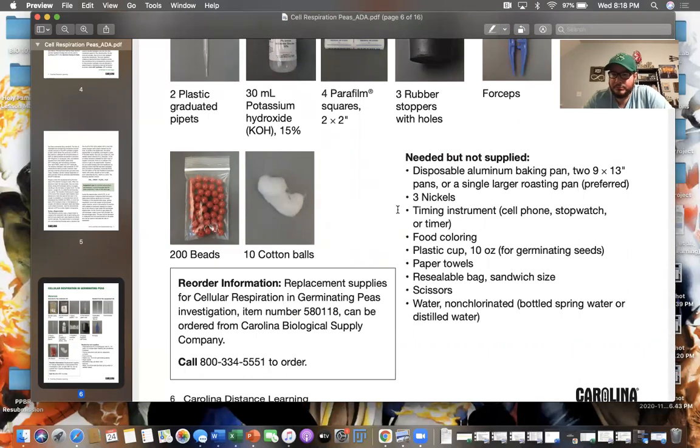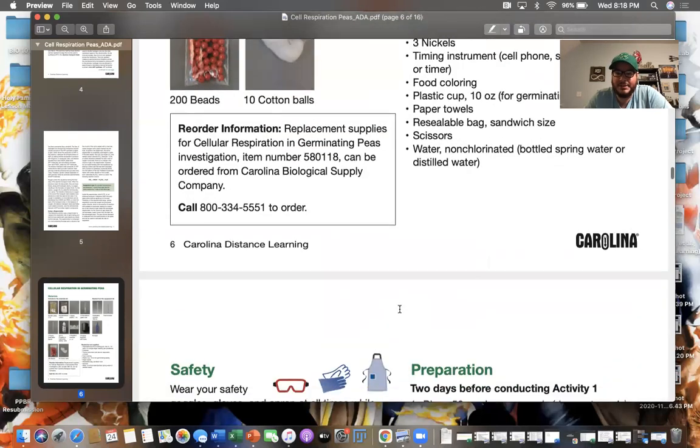Food coloring. I'm going to do this without food coloring myself because I don't have it, and I'm not buying it simply for this lab. I would suggest that if you don't already have it in your house, you don't need to purchase it either. I'll show you how to get around that. You also need a plastic cup, which you need for the preparation steps, paper towels, resealable bags, scissors, and water, either bottled spring water or distilled water. It just needs to be non-chlorinated, so tap water isn't ideal for that.